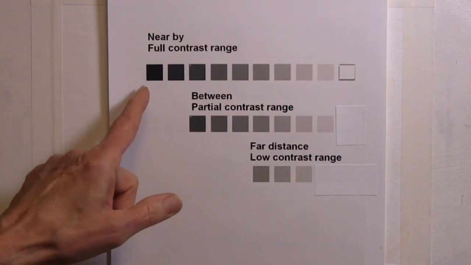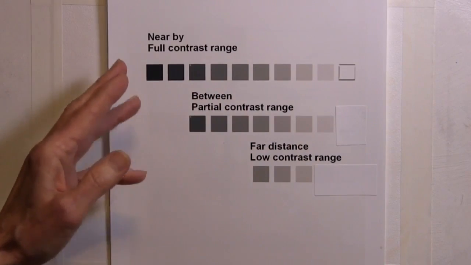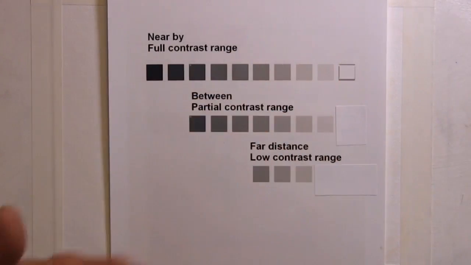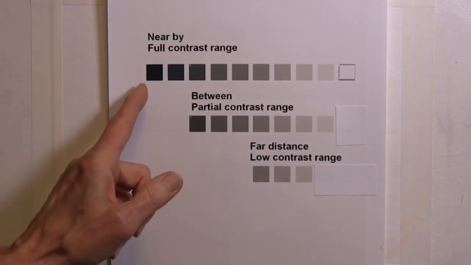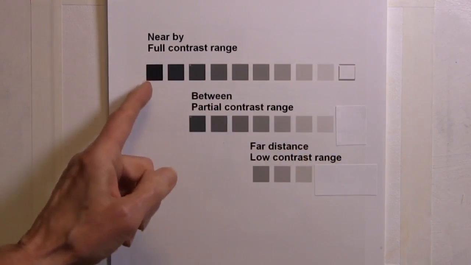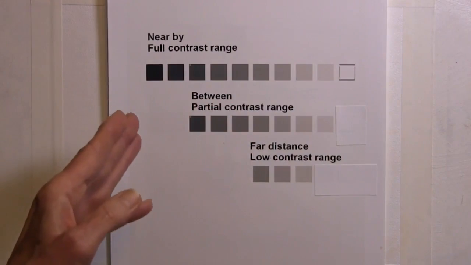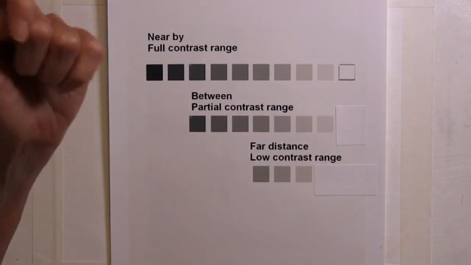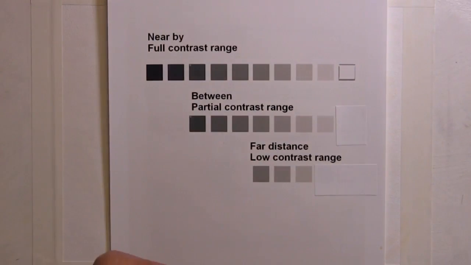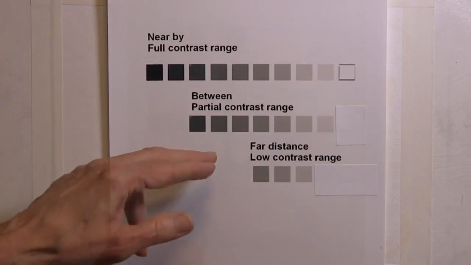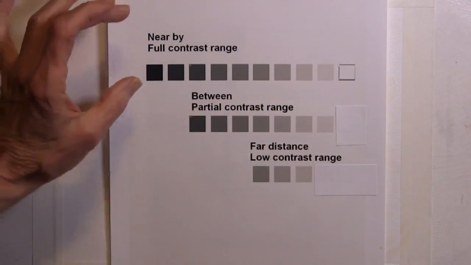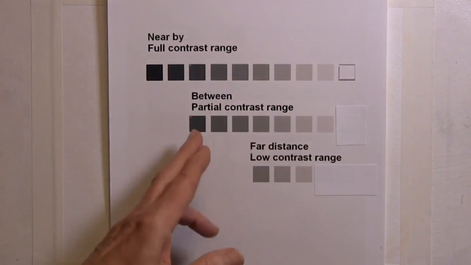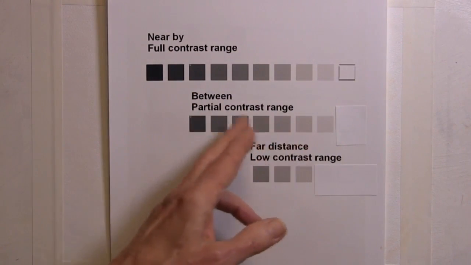Look at this little chart I created for you. Whatever is nearby, within our kind of purview, within our range, has a full range of contrast, from the darkest dark to the lightest light. As things move into distance, there is kind of an in-between area. So that area between where we are and that furthest distance is changing in contrast.